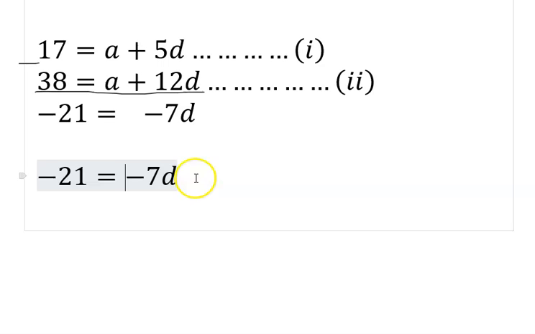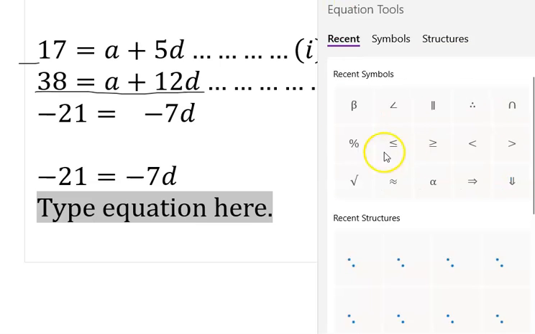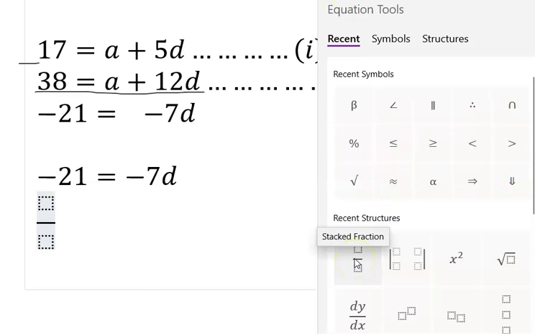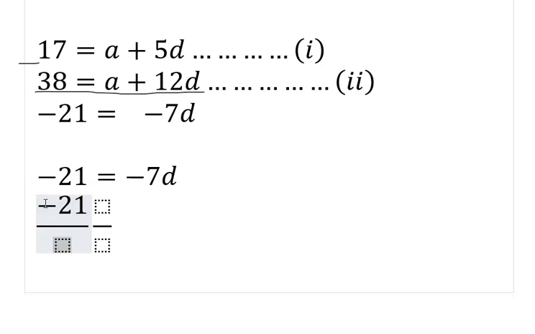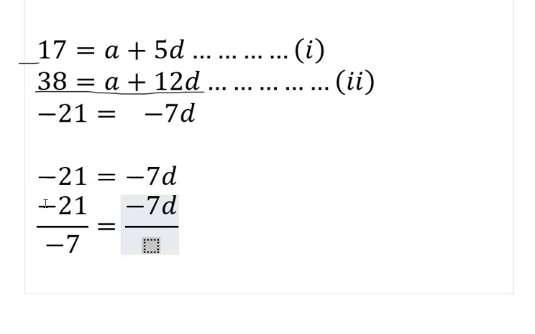We are left with minus 21 equals minus 7D. So we can now divide both sides by minus 7. We've not answered the question, but we are still looking for A and D, our first term and our common difference. The moment we are able to get that, we can now look for what the question is asking from us. Here we have minus 21, and we are dividing both sides by minus 7. Here we have minus 7D, and we are dividing here also by minus 7.